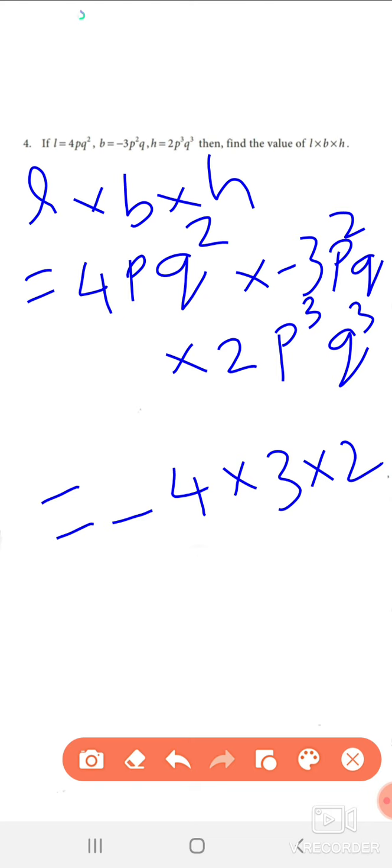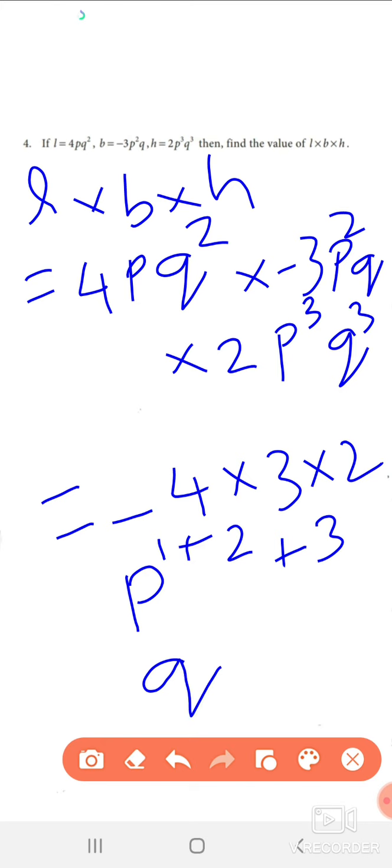Okay, now come to the variables. p: in the first term we have 1. What are the variables we have? p and q. So variable powers, p power 1. In the second term we have 2, plus in the third term we have 3. Okay, and then one more variable we have, that is q. q power 2 in the first term, second term 1, plus the third term we have 3.